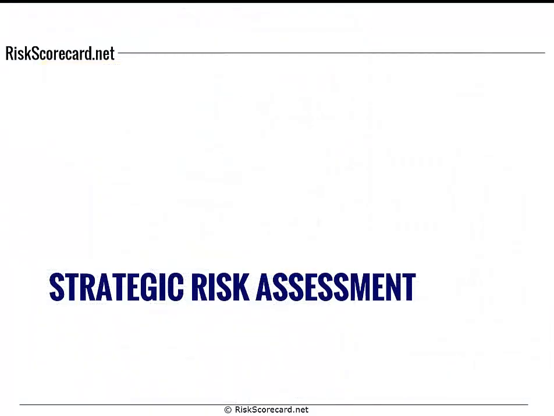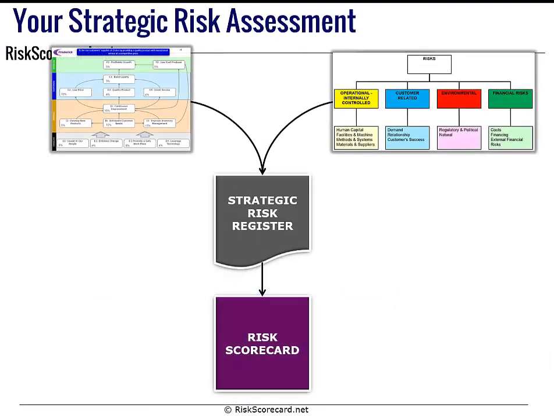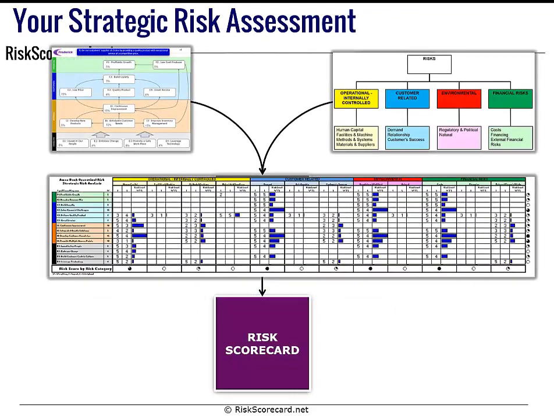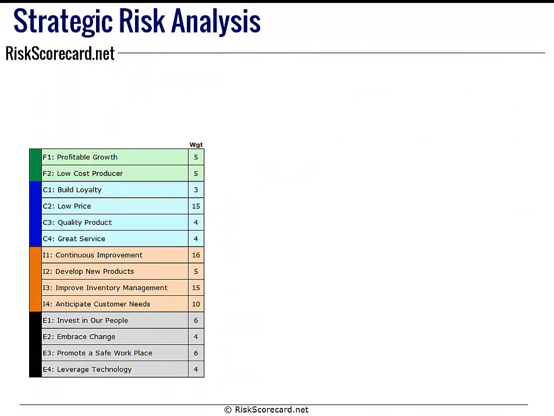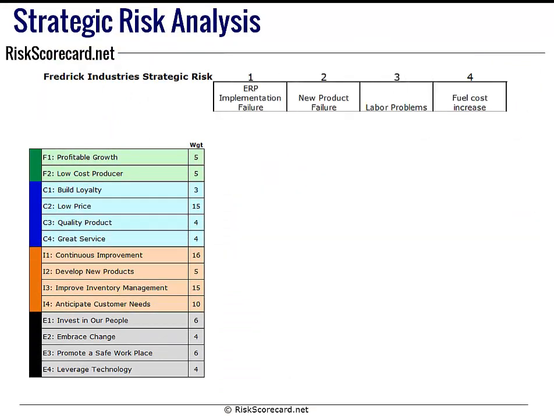So now let's do a strategic risk assessment against those categories. To do that, what we'll do is list the strategic objectives down the left side of a spreadsheet. And across the top, we'll list those risk categories.